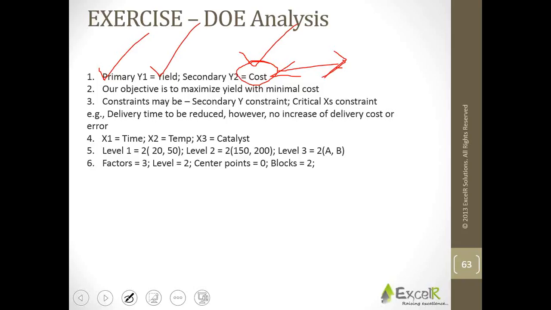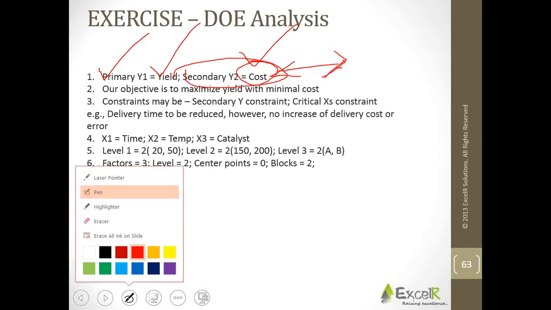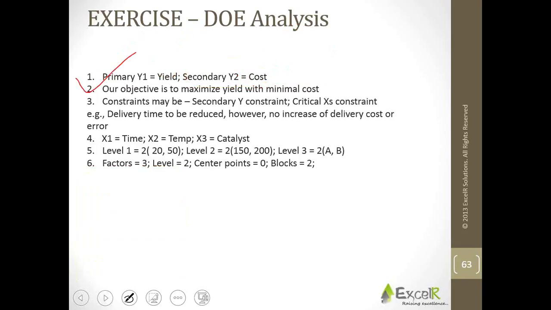For that reason, you also look into what is your secondary Y. Don't just always focus on your primary output. The second statement says that the objective is to maximize the yield with minimal cost, or try to maintain the cost constant.